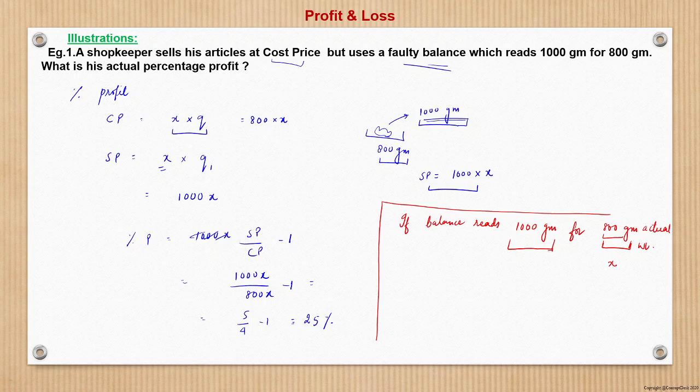So suppose it's x rupees per unit, so that is 800x, and here the shopkeeper is receiving 1000x, so the profit is 200x, right, over a CP of 800x. So therefore, percentage profit is nothing but 25%.